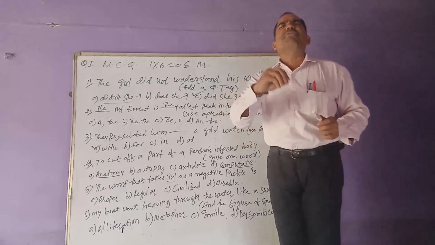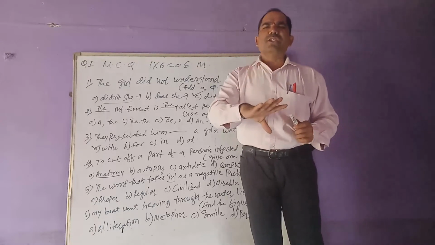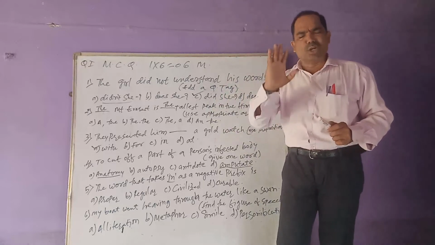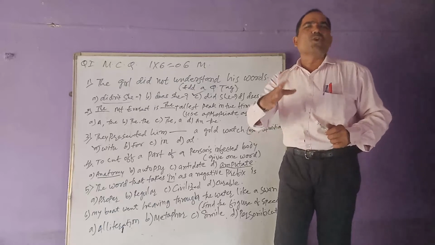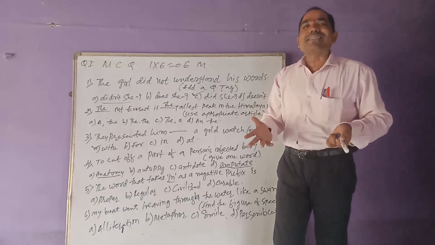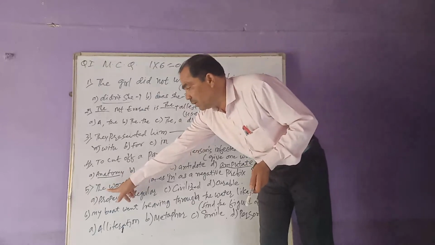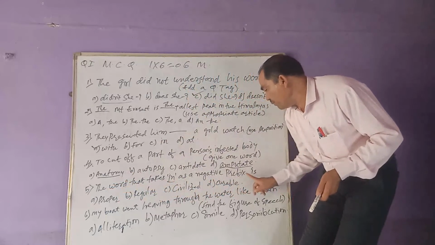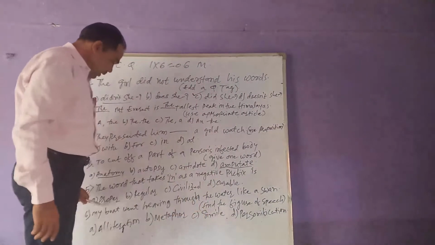It is a very easy question paper, and I think all the students who attended the exam might have passed. There is no doubt. If you studied hard, my dears, surely you can score. Now remember, the word that takes in as a negative prefix is, out of four, what? Proper is given. What is proper?